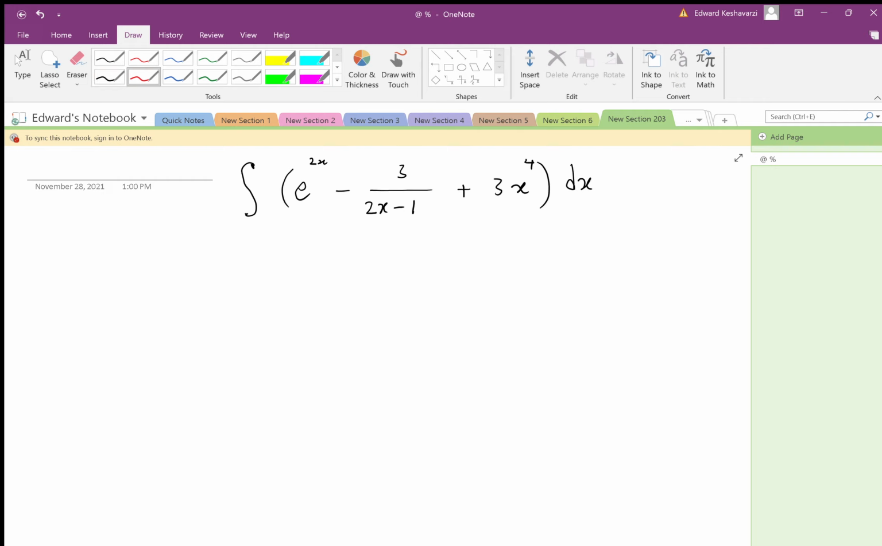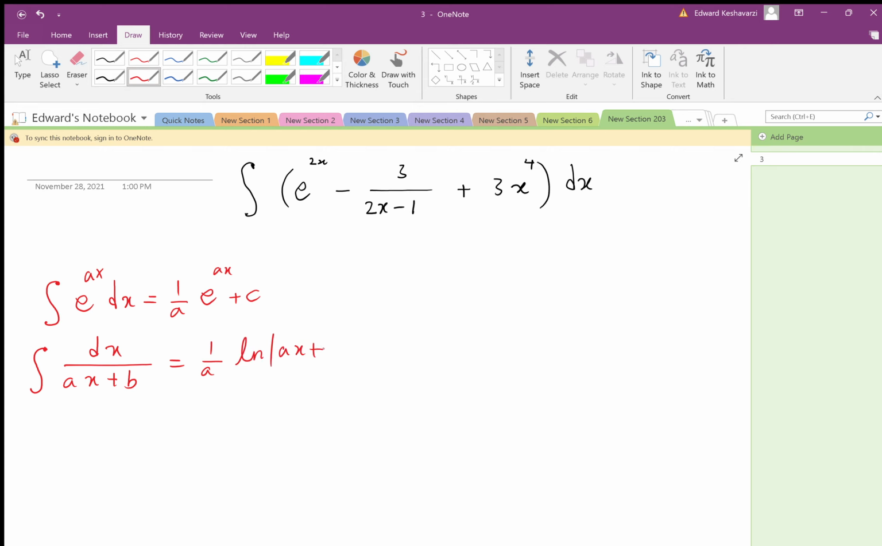If you look at the table of integrals that I shared with you already, you will see such formulas there. So the integral of e to the power of ax dx equals 1 over a e to the power of ax plus c. Also, the integral of dx over ax plus b equals 1 over a ln absolute value ax plus b plus c. And finally, the integral of x to the power of n dx equals 1 over n plus 1 x to the power of n plus 1 plus c, when n can't be negative 1.